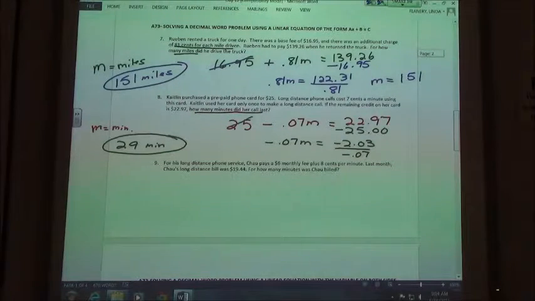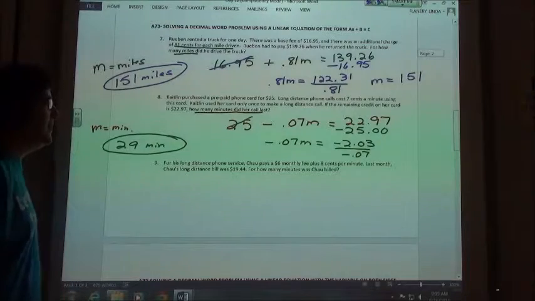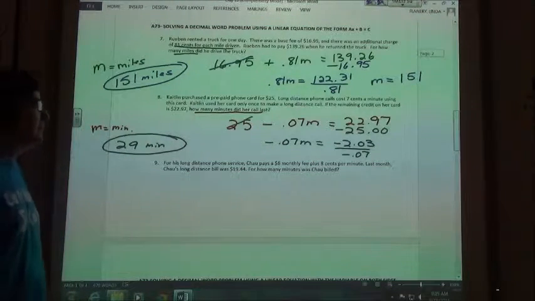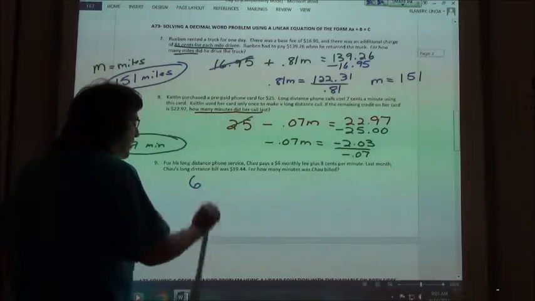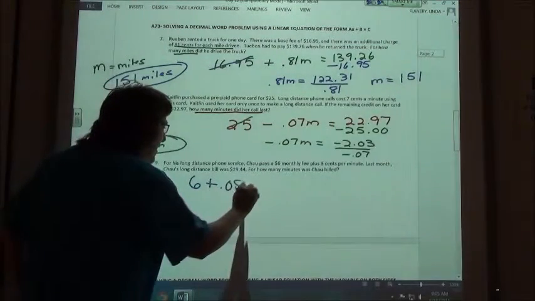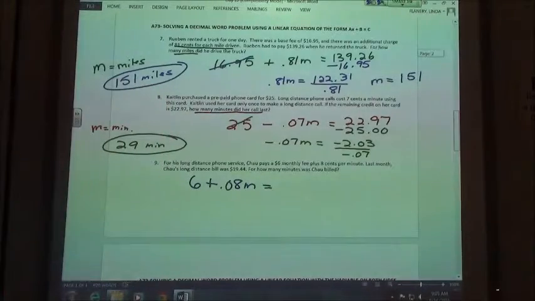Number 9, for his long-distance phone service, Chow pays a $6 monthly fee plus 8 cents per minute. Last month, Chow's long-distance bill was $19.44. How many minutes was Chow billed? So if I'm going to write my equation, I would have 0.08 M per minutes. Okay, so they started with a $6 fee and added 8 cents a minute for talking on the phone, right?